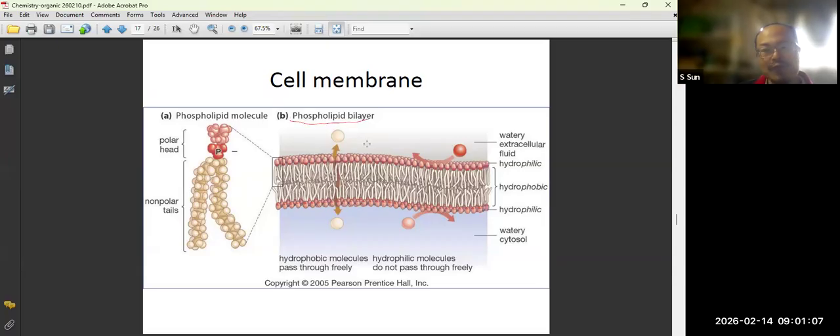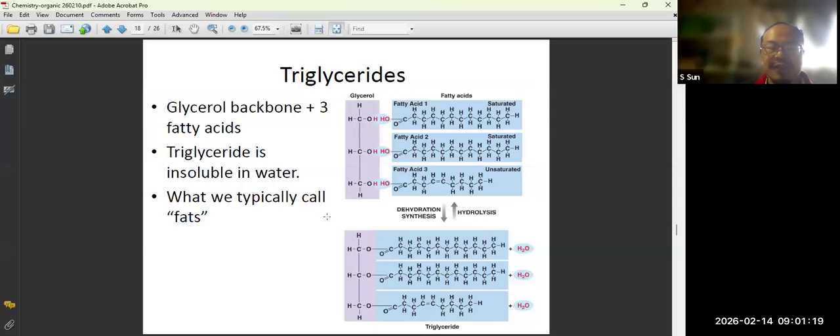So where do we find phospholipids in our human body? They are the material to form the cell membrane. Then you can have 3 fatty acids bind with the glycerol through dehydration synthesis, right here, a triglyceride. So this is the primary form of fat in your body, and basically in all natural fats. So that's fat.